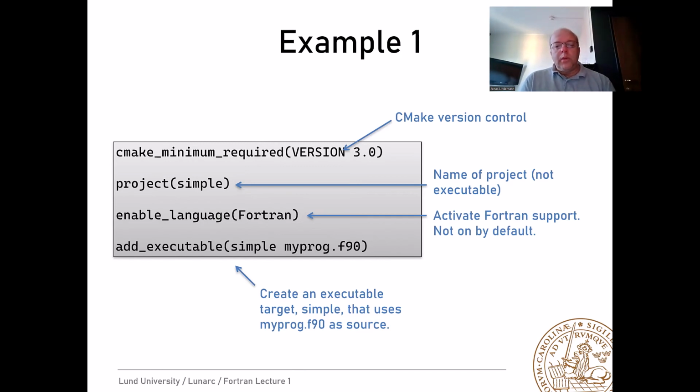To be able to use Fortran, we need to activate language support, enable_language, and then you put Fortran with uppercase F. Then it will add what's needed to recognize Fortran compilers. Finally, we need to specify our executable. That is done with the add_executable command. The first parameter here is the name of the executable, followed by the source code it requires to be built. So let's see if we can run this here.